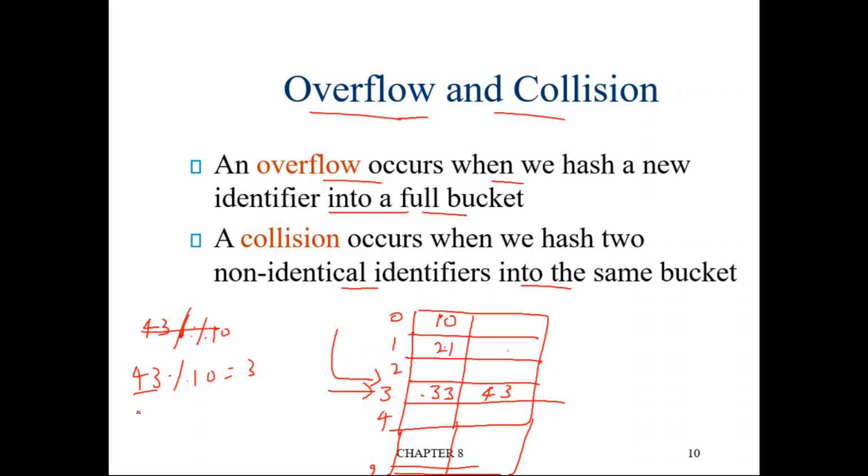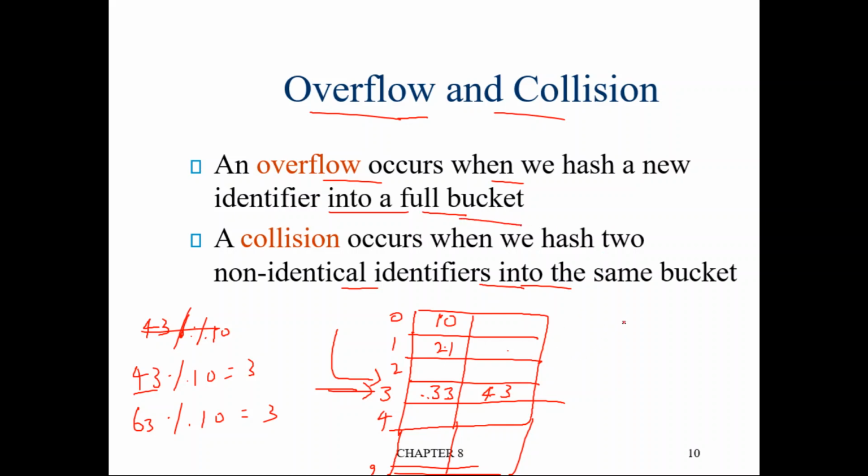But assume that again you want to map 63. 63 mod 10 is what? 3. Now can you map? Now if you map, there is a collision and also an overflow. So this is how we differentiate collision and overflow. Collision occurs when we hash two non-identical identifiers into the same bucket, and overflow occurs when we hash a new identifier into a full bucket.